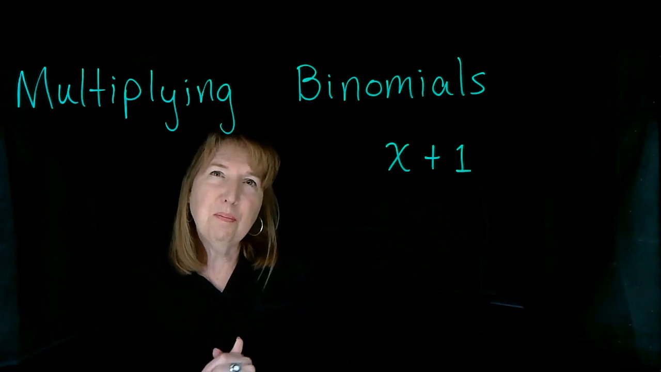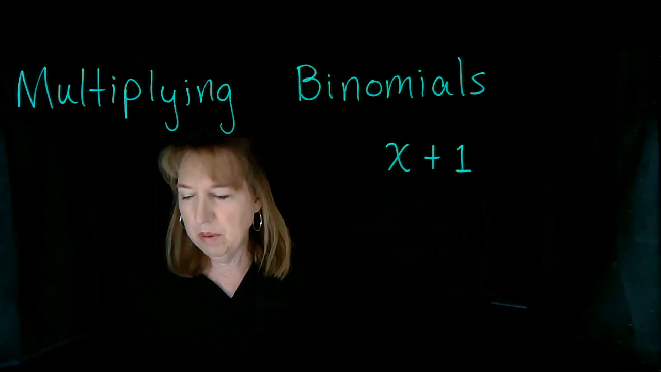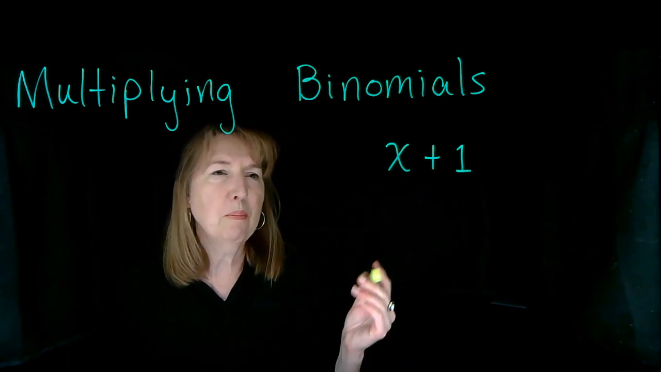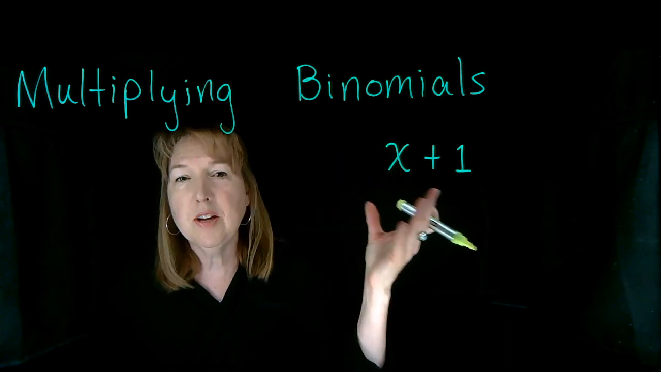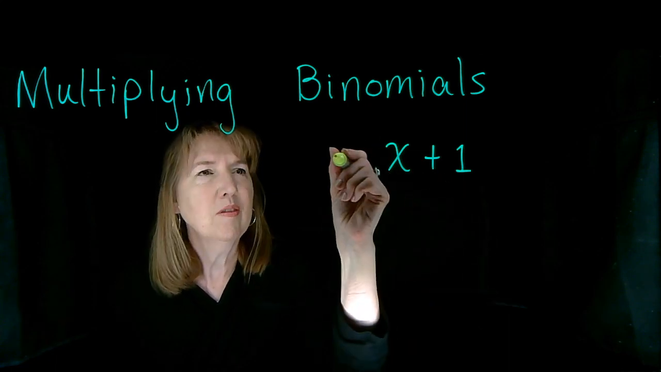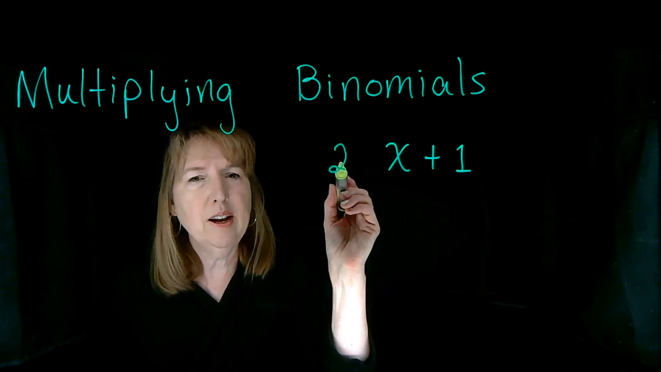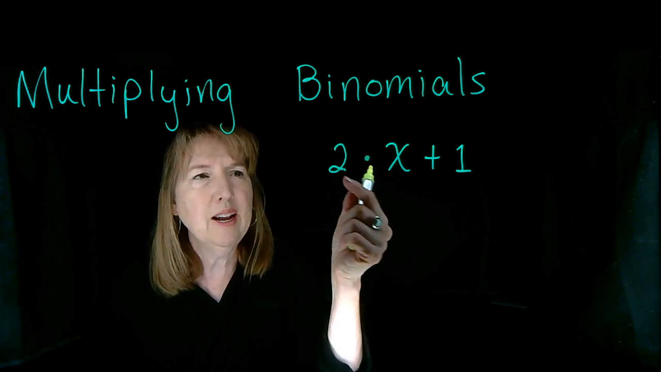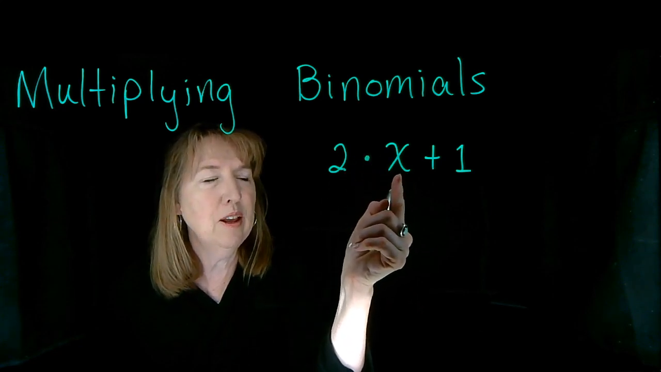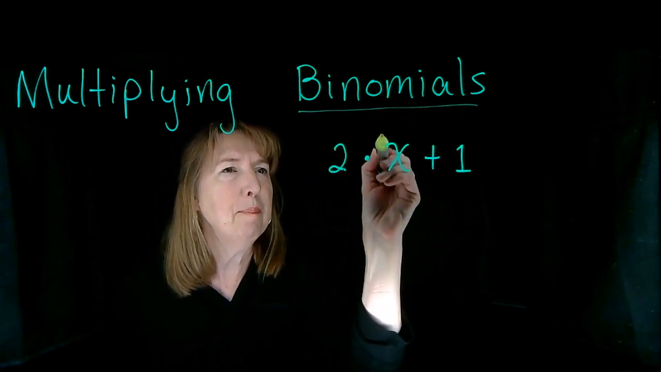Let's look at multiplying binomials. Here I have a very simple binomial, and suppose that we have a number outside. We want to maybe double this binomial. So we want to multiply it by 2. Now, if I just put a 2 there like so, that would indicate I'm just multiplying it with the first term. But I want to multiply it with the entire binomial.